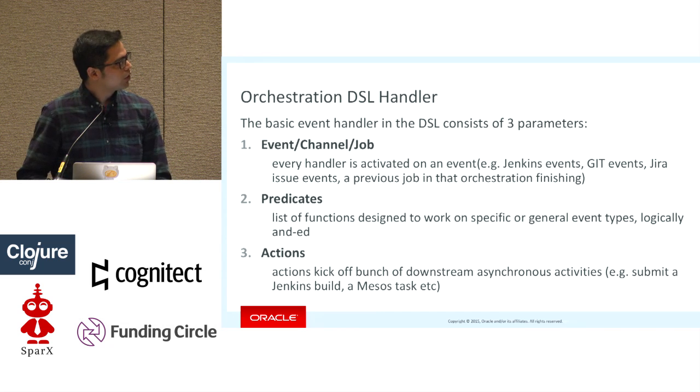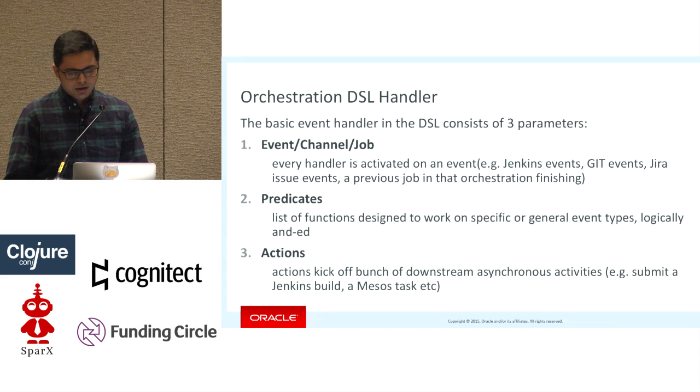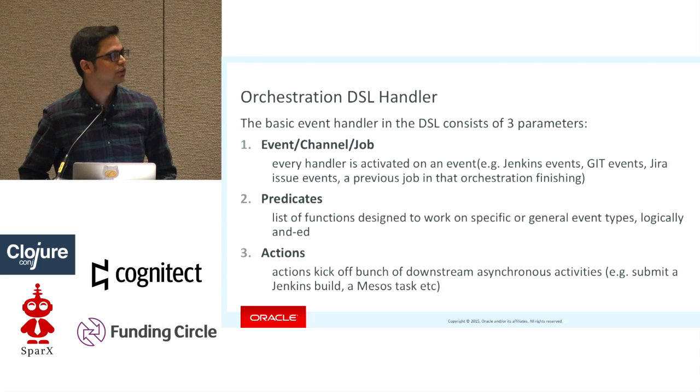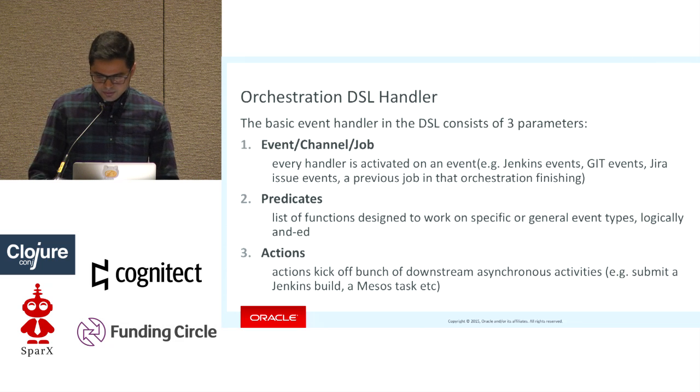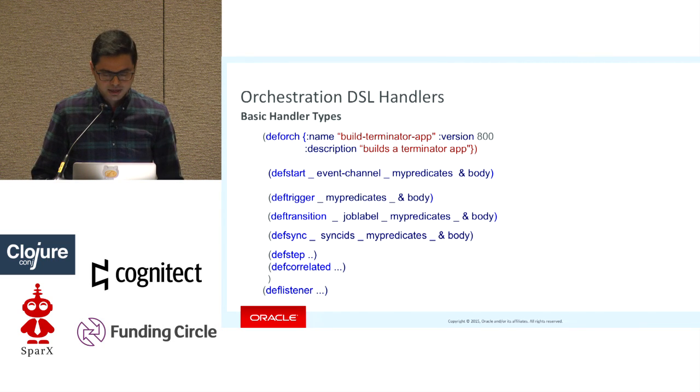Just to walk you through the workflow: an event arrives from the messaging layer. The engine finds all the handlers that are correlated or waiting for that specific event, and then it runs the predicate functions to check if they are logically true. And if they are, then it proceeds to the actions. Now, these are the basic handler types that we support.